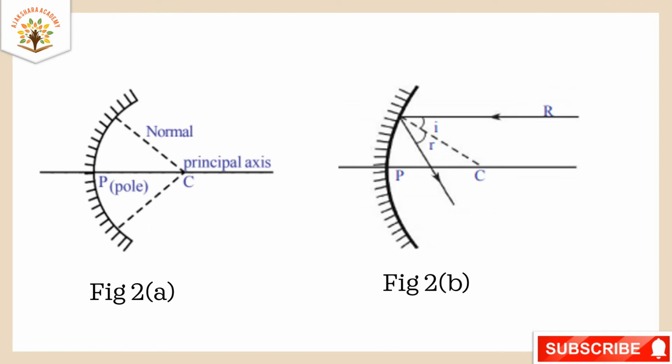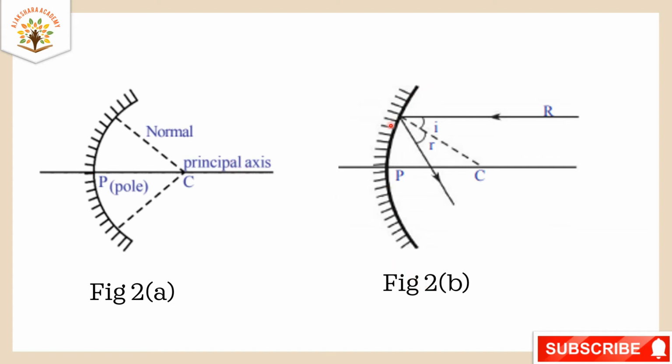See, this is a concave mirror, and this is a polished, reflecting surface. Here we are drawing the normal, a line drawn from C to any point on this concave mirror. Next, this is the pole, the geometric center or midpoint of the mirror, and a horizontal line which passes through the pole and the center of curvature is known as the principal axis.